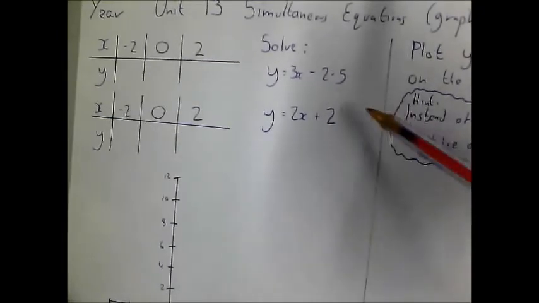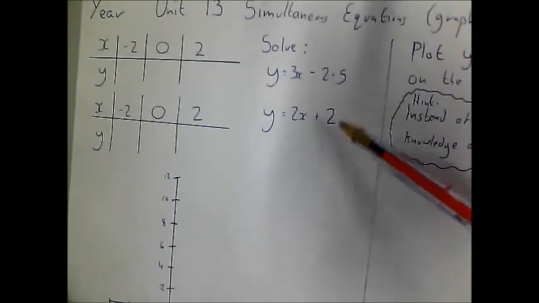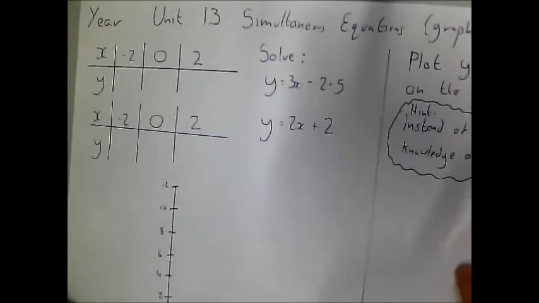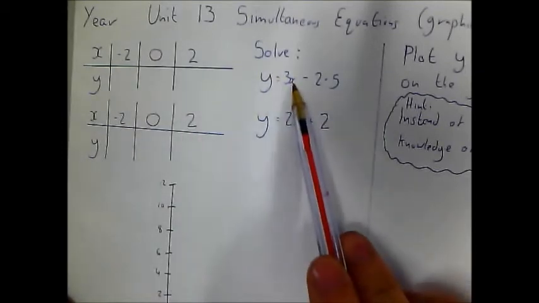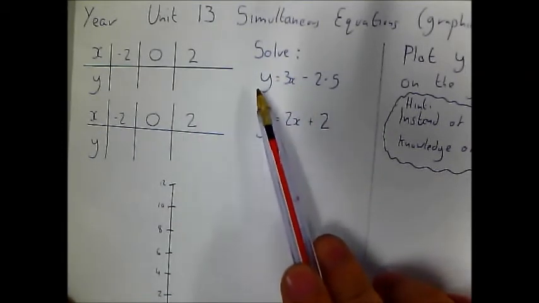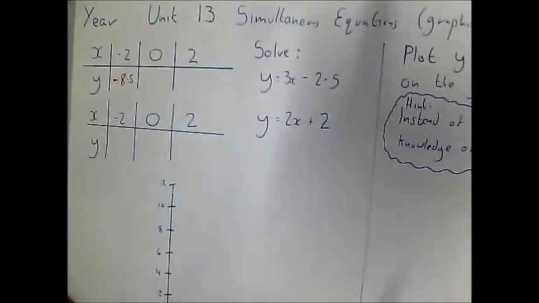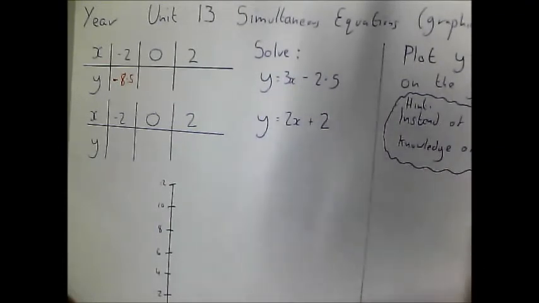Okay, so we have two equations here, y equals 3x minus 2.5 and y equals 2x plus 2, and I've been given these two tables to help me plot on this graph here. I'm first going to substitute in negative 2 for my value of x. So 3 lots of negative 2 is negative 6, and then negative 6 take away 2.5 is negative 8.5. Don't be tempted to go towards 0 there. If you've got a negative 6 and you go down by 2.5, you go down to negative 8.5.